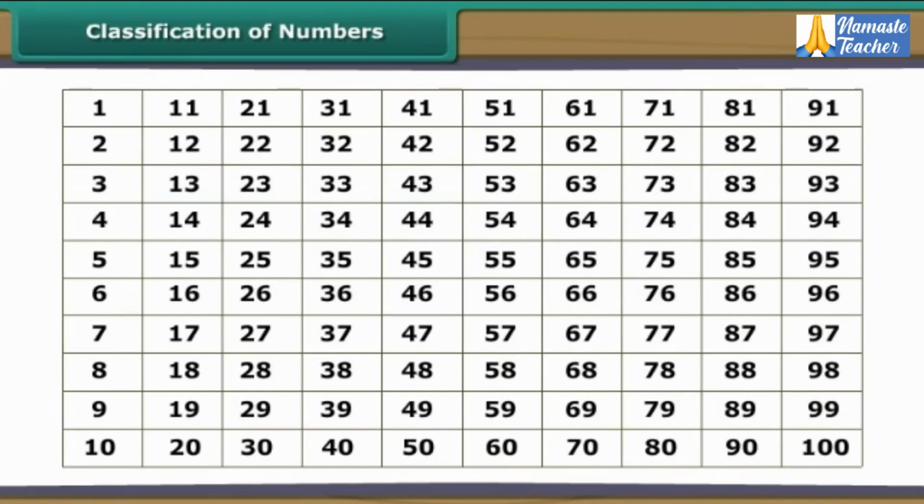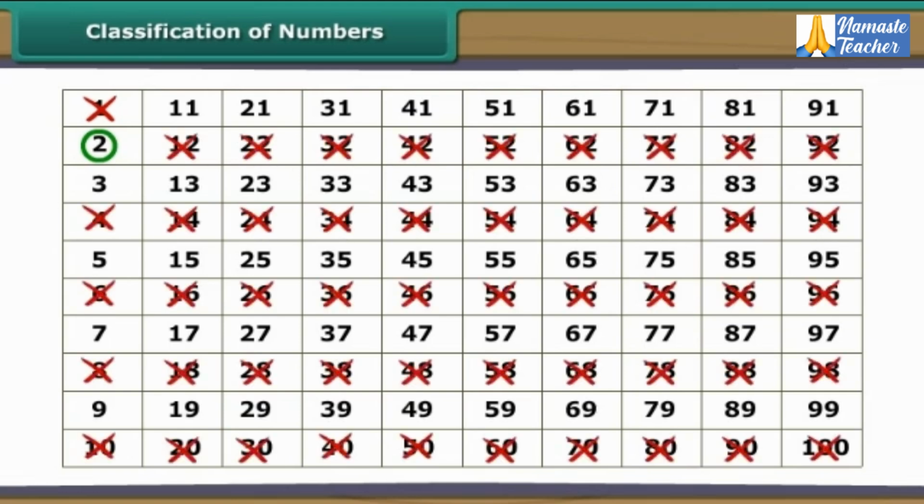We cross out numbers that are not prime and circle those that are prime. 1 is not prime as it has only one factor. We draw a cross on it. 2 is prime as it has exactly 2 factors. We draw a circle around it. We draw a cross on all the multiples of 2. 3 is prime. We draw a circle around it. We draw a cross on all the multiples of 3.